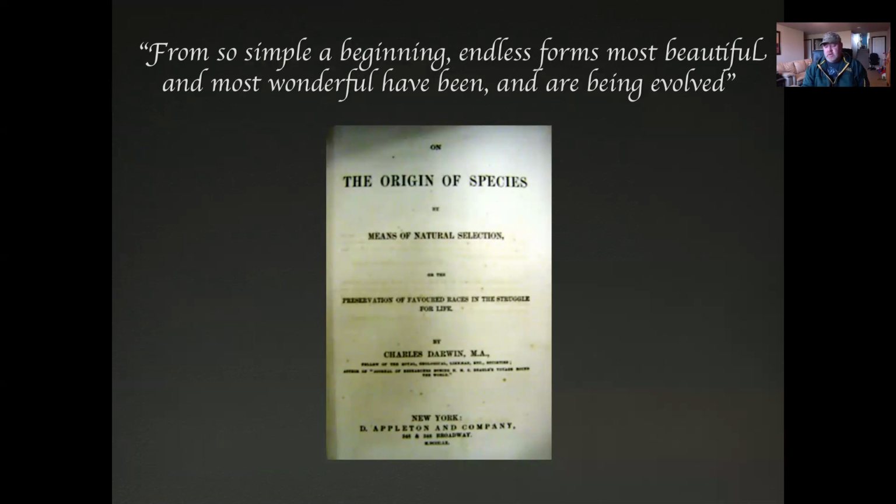Here's where he used the word evolved, in the very last sentence of his book. "From so simple a beginning, endless forms most beautiful and most wonderful have been and are being evolved." Okay, it means that they have evolved and they're still being evolved. One of the traits of living things is that over periods of time, living things evolve, they change, they adapt to their environment. And they do that because there are some things that are advantageous and some things that aren't. And as environments change, those organisms have to change along with it, otherwise they'll end up going extinct.